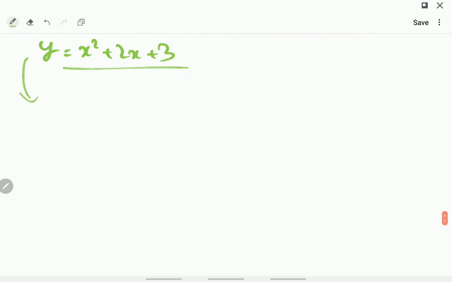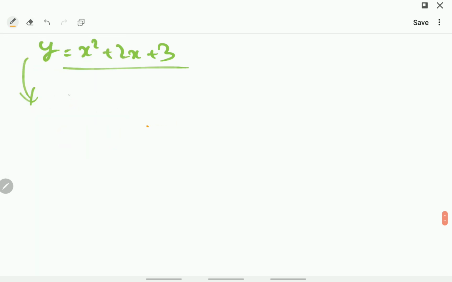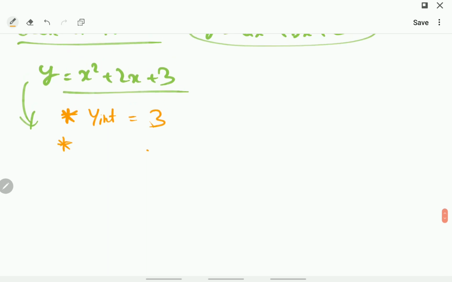So in this one, we understand that y is equal to 2x plus 3. So we know immediately that, let's write down all the properties that we know. Let's go even thinner. We know that the y-intercept is equal to 3. What else do we know? The fact that it's concave up. We know this is concave up.